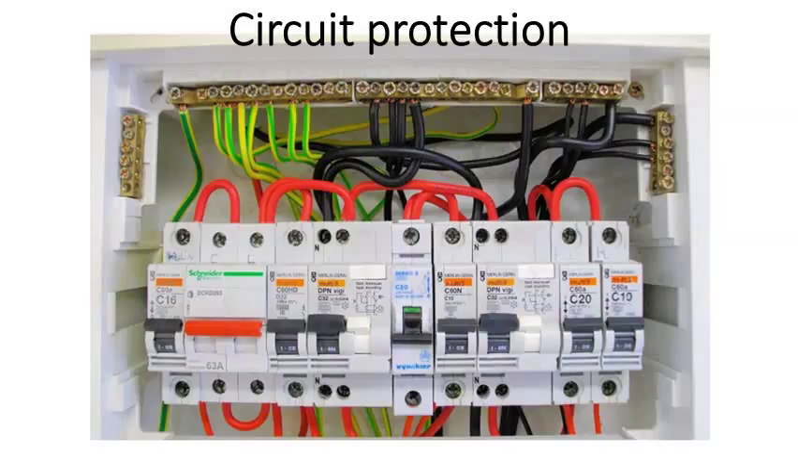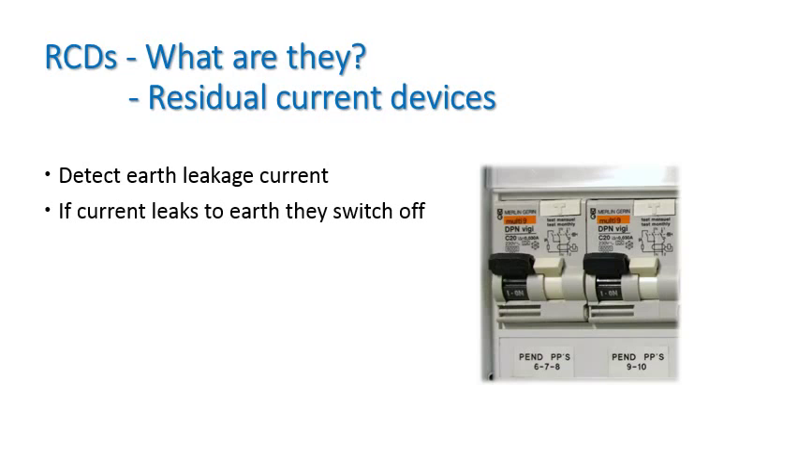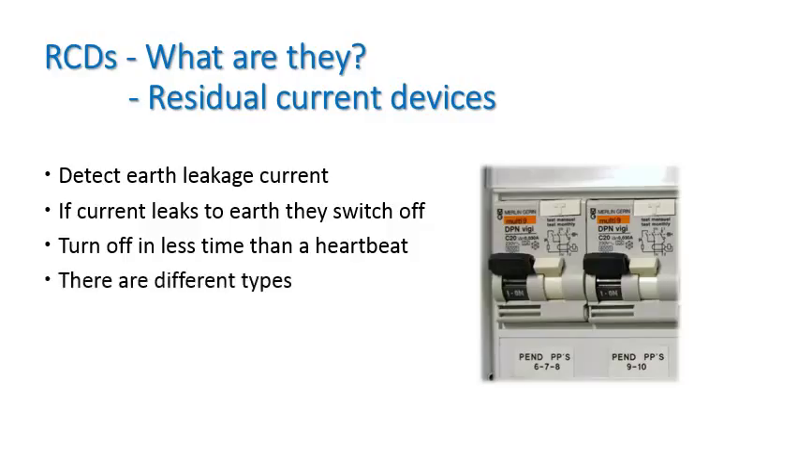Welcome to the next video on circuit protection. We're going to look at RCDs and we're going to ask the question, what are they? RCD stands for residual current device, and residual current devices detect earth leakage current. If they do detect earth leakage current of a certain value, then they switch off. They switch off in less time than it takes your heart to beat.